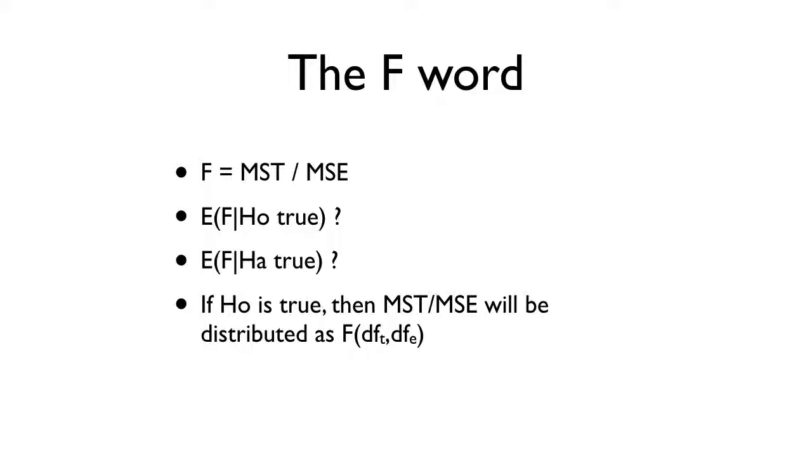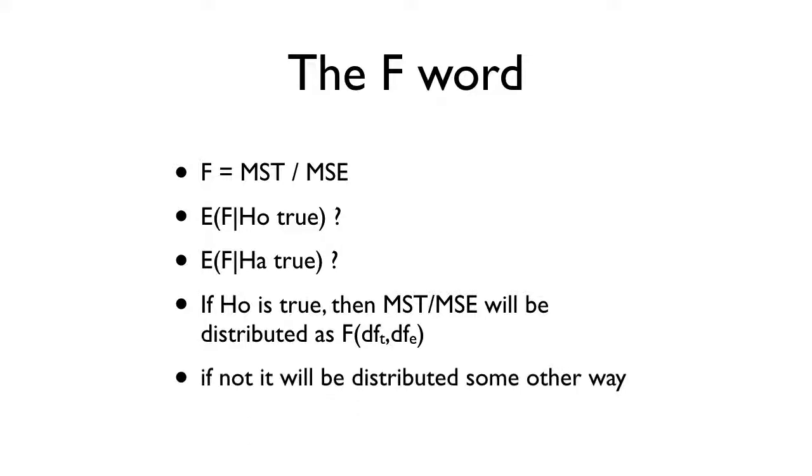So if H0 is true, then MST divided by MSE will be distributed as F with 2 sets of degrees of freedom. Degrees of freedom for treatment, degrees of freedom for error. So, if not, it'll be distributed some other way.